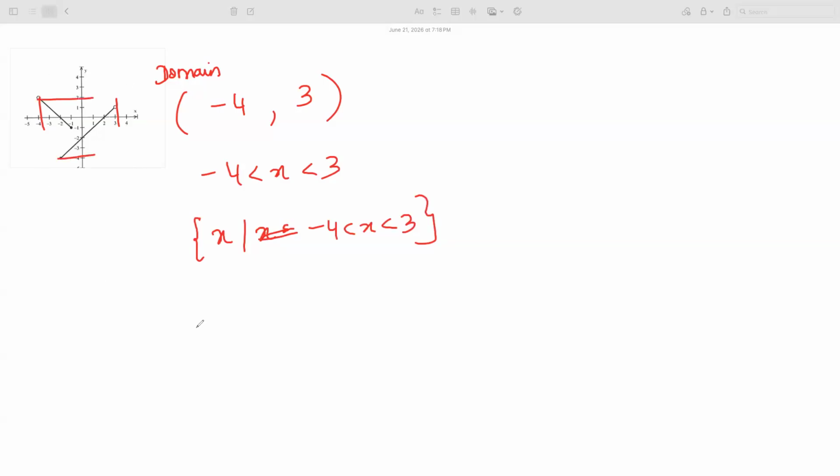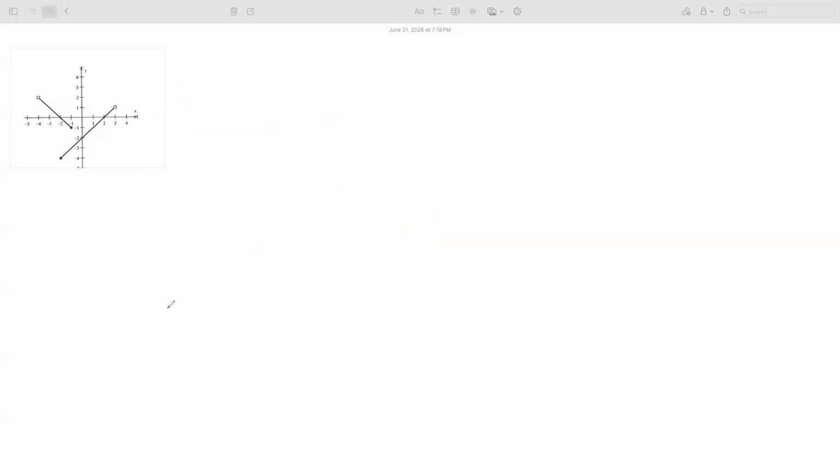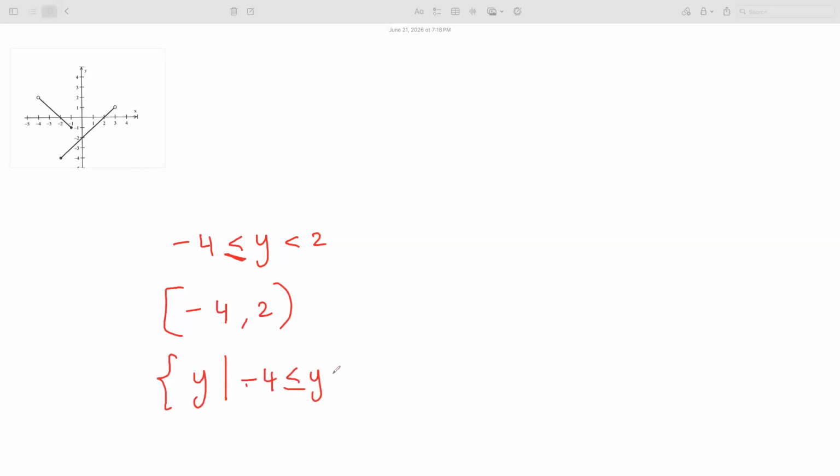Bottommost, topmost, right? So it goes from -4 is less than or equal to y is less than 2. Or you can write it out as square bracket because of the equal to sign, comma 2 is a parenthesis, there is no equal to sign. Finally, for the set notation y, and then the restriction on y would be -4 less than or equal to y is less than or equal to 2. Any questions? Okay, I'm going to move on.